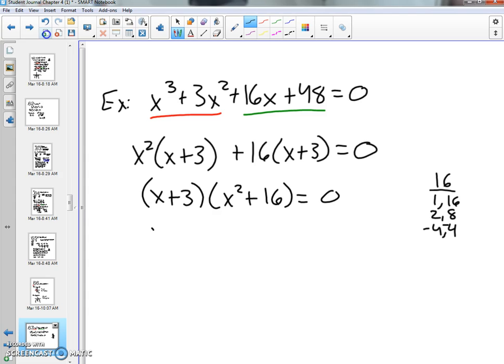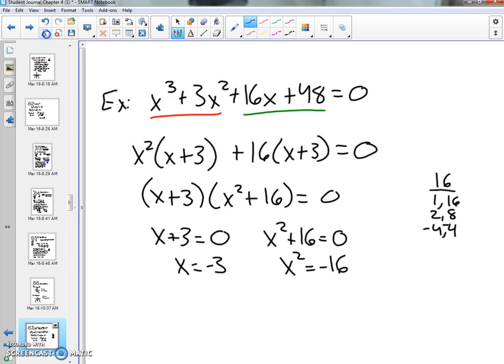So if I can't factor anymore, I set each of my factors equal to 0. So here I end up with x equals negative 3. Here I end up with x equals, when I take the square root of each side, plus or minus because I'm taking the square root. The square root of 16 is 4, and that negative gives me an i. So there's where my 3 solutions come from. So I had a degree of 3 originally. I have 1 solution here and 2 here. So I have positive 4i and then negative 4i.